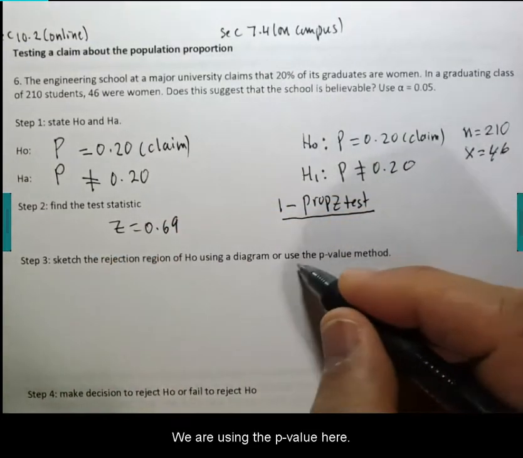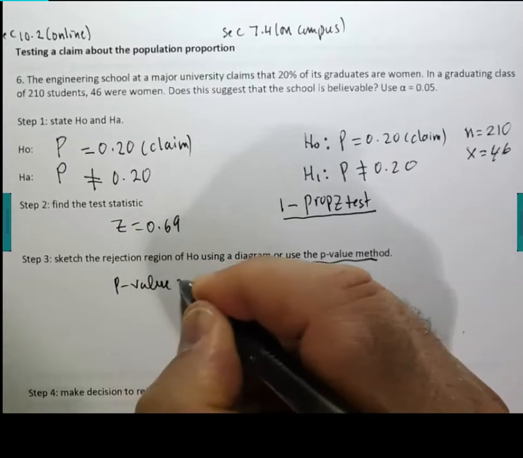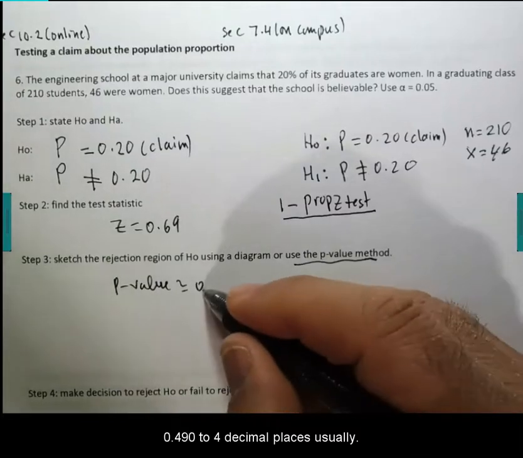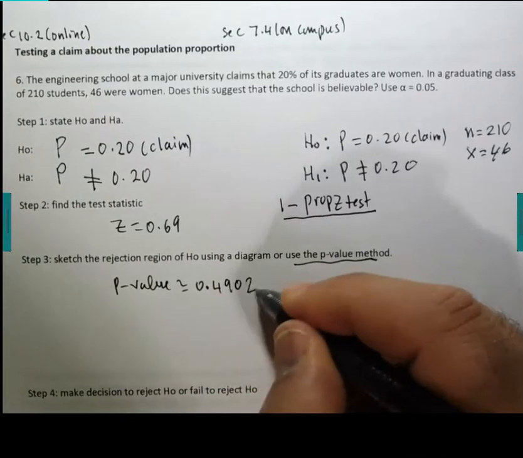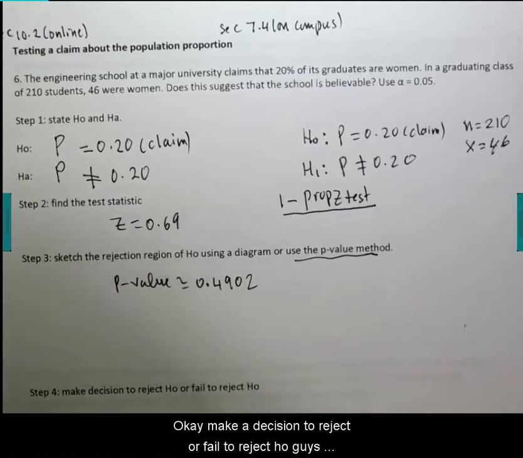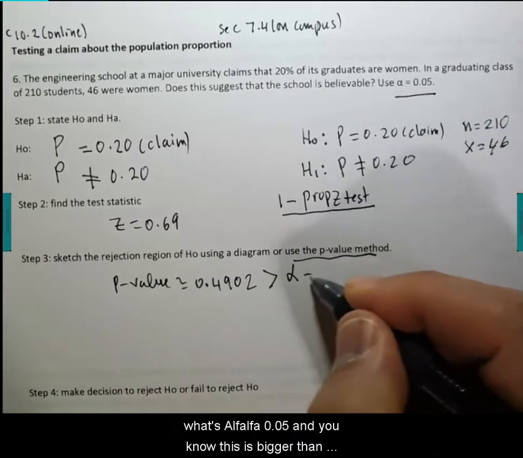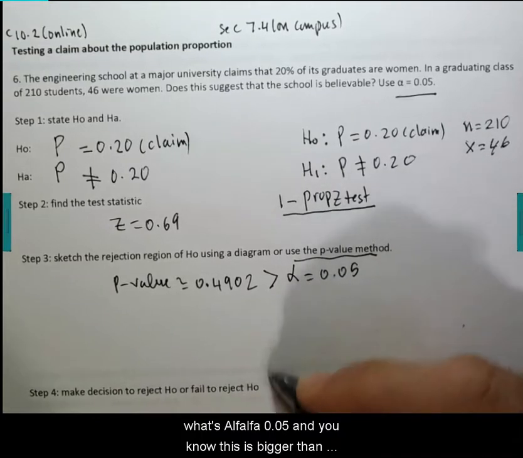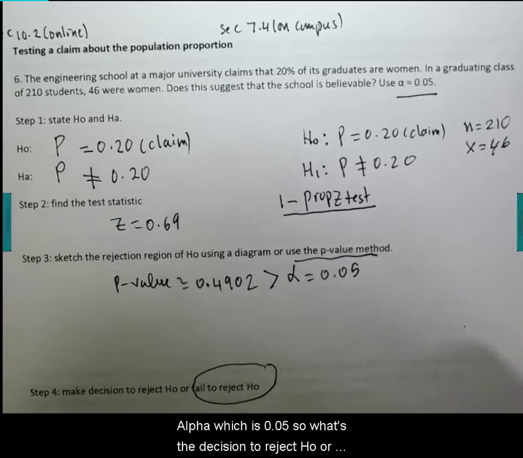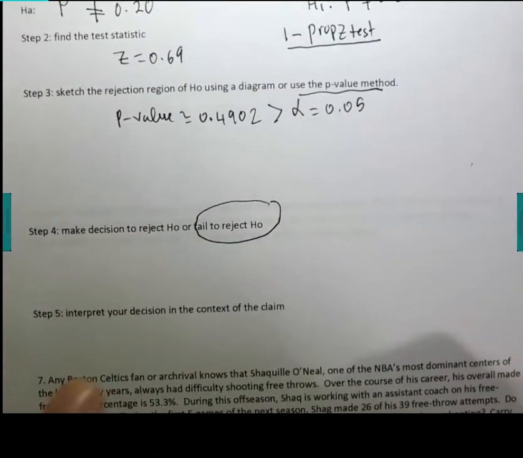Okay, we're using the p-value method here. It's 0.4902, 4 decimal places usually. Okay, make a decision to reject or fail to reject H0, guys. What's alpha? Alpha is 0.05, and you know this is bigger than alpha, which is 0.05. So what's the decision? Fail to reject what? H0. Because when p-value is more than alpha, you fail to reject H0. When it is less than alpha, you reject H0.